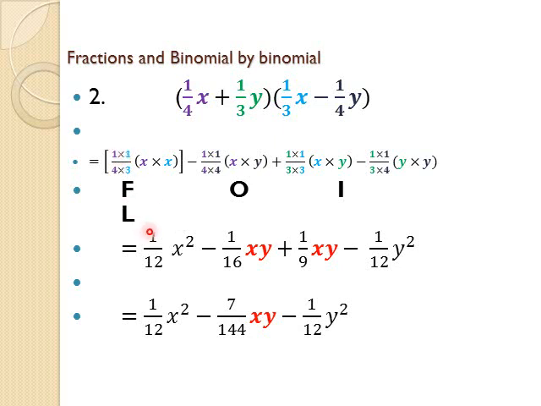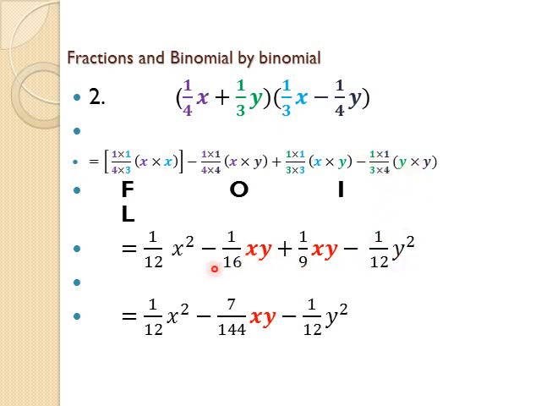Right, so 1 times 1 stays 1, 4 times 3 is 12, x times x, x squared. Negative stays negative, 1 times 1 is 1, 4 times 4 is 16, x times y. 1 times 1 gives me 1, 3 times 3 is 9, x times y, simply written as xy. My last value here, 1 times 1, 3 times 4 is 12, y times y, y squared.